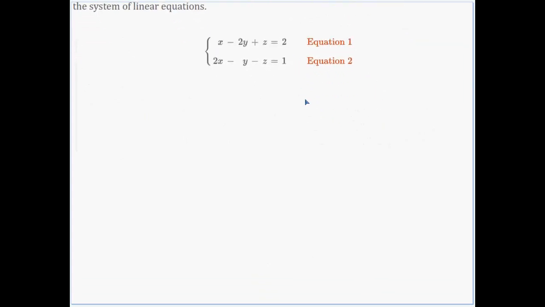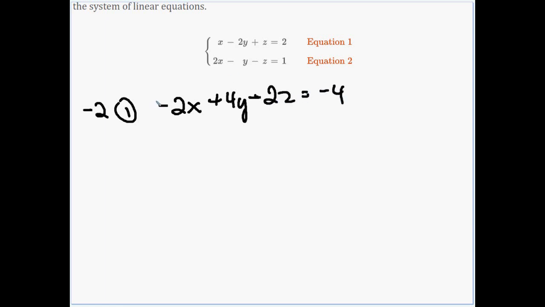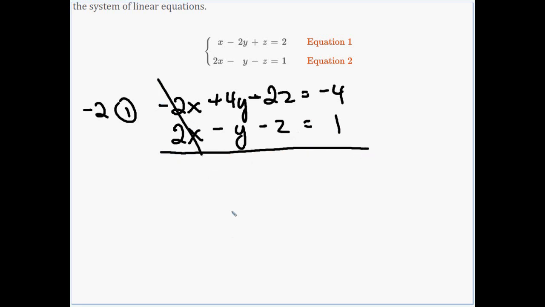So let's start off as we usually do. I'm going to try to eliminate the x between these two equations. So I'm going to do negative 2 times equation 1. So there's negative 2 times equation 1, and I'm going to copy equation 2 right underneath it and add those together. So the x's cancel. I now have 3y minus 3z is equal to negative 3.